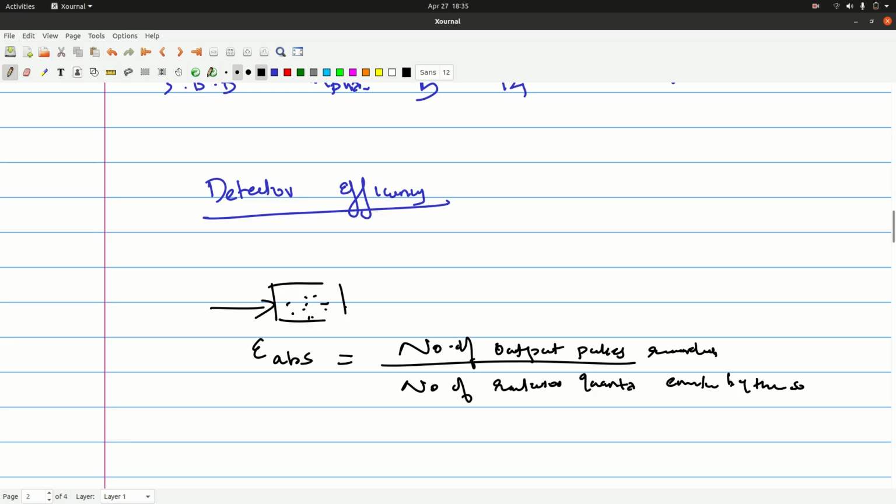Another is intrinsic efficiency. Intrinsic efficiency is the number of output pulses recorded divided by the number of radiation quanta incident on the detector, not emitted by the source. The number of radiation quanta incident on the detector, that is intrinsic efficiency.